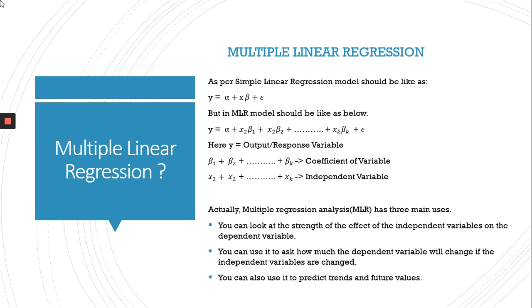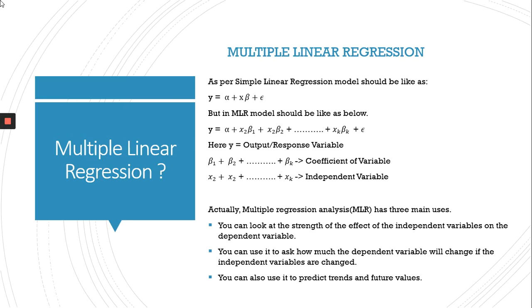The simple linear regression model is y equal to alpha plus x beta plus error. But multiple linear regression is a model like below: y equal to alpha plus x1 beta 1 plus x2 beta 2 up to xk beta k. Here y is the output response, beta 1, beta 2 and so on are the coefficients of the variables, and x1, x2 up to xk are the independent variables.